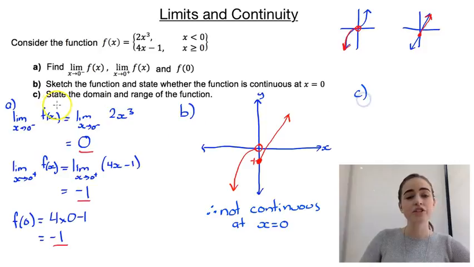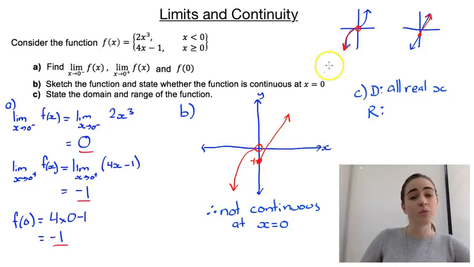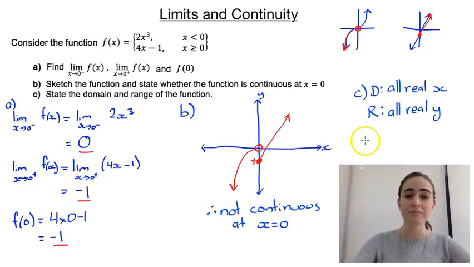Alright, and the last part of this question, part C, asks us to state the domain and range of that function. The domain is the spread of x values where that function is defined. So the domain is all real x, because even though there's a discontinuity here, because it's defined here and not defined at the top, it is still defined at every value of x. So domain is all real x. And the range? Well, every y value there is covered as well. So the range is all real y. All right, so that's a quick look at limits and continuity.